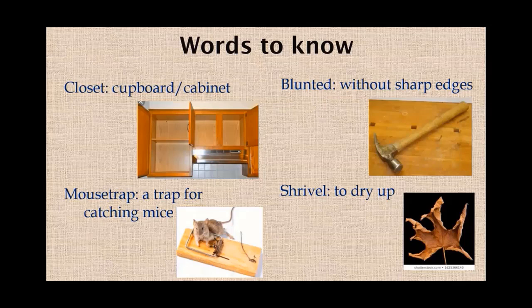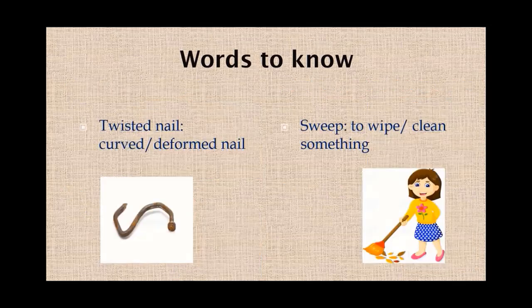Shrivel means to dry up, just like this leaf is dried up. Twisted nail means a curved or deformed nail. As you can see in the picture, the nail is twisted, it is bent, it is curved and deformed. Usually the nails we use are straight in shape, but this is a deformed one, it is a twisted nail, it is curved in shape, so you can see its shape. Sweep means to wipe or to clean something.